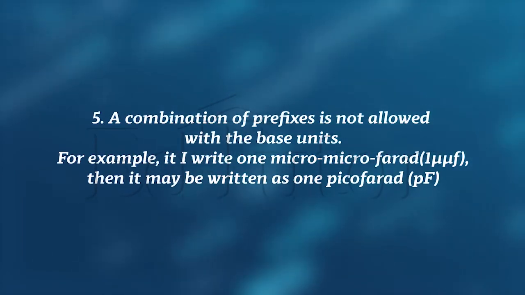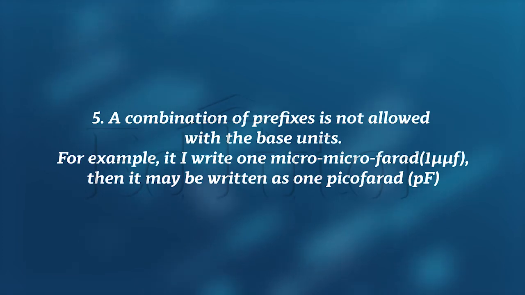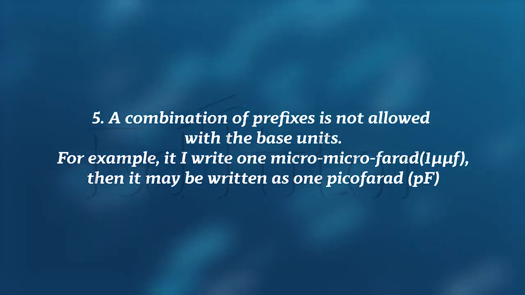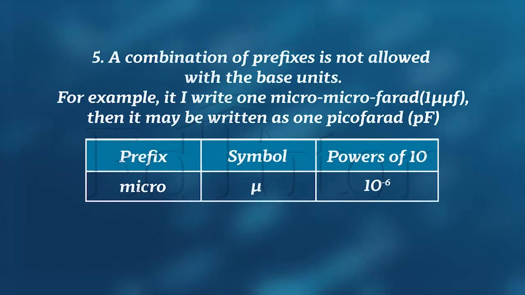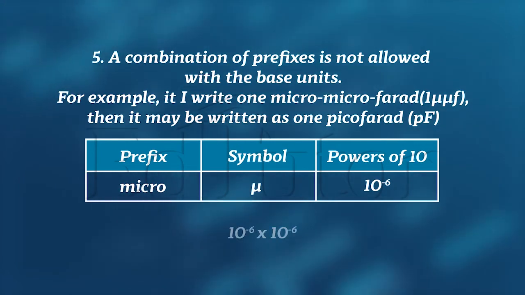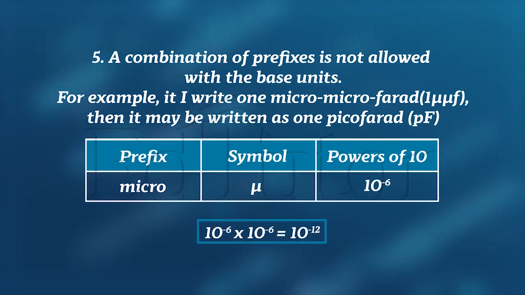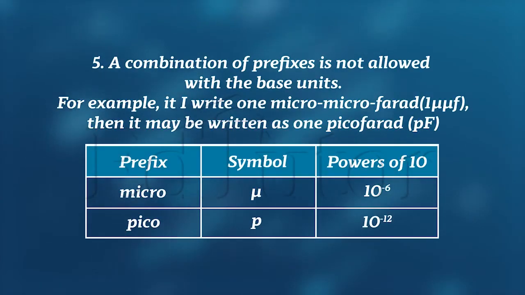Point number 5. A combination of prefixes is not allowed with the base unit. For example, if I write 1 micro-microfarad, then it may be written as 1 picofarad, because each micro means 10 raised to the power minus 6, and when two micro prefixes are multiplied, their powers are added. So we get 10 raised to the power minus 12, and this is the value of prefix pico. So instead of using a combination of prefixes, we will use a single prefix.